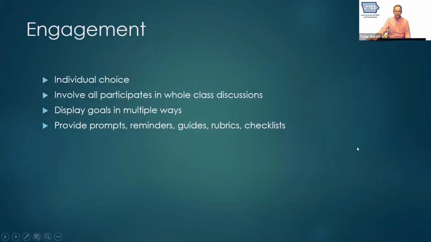So engagement: individual choice. Involve all participants in whole class discussions. Display goals in multiple ways. Provide prompts, reminders, guides, rubrics, and checklists. And when you look at this, a lot of teachers are already doing this. So I think putting a framework to what you're doing, to understand that it's UDL, helps clear up some of those gray areas. Because when you think about prompts, reminders, guides, rubrics, checklists, especially in an elementary or middle school classroom, these are going to already be there.